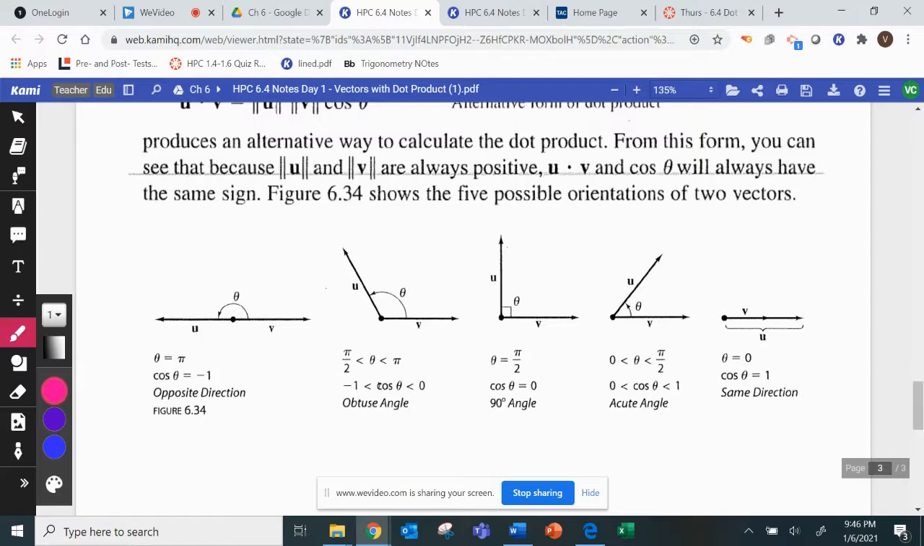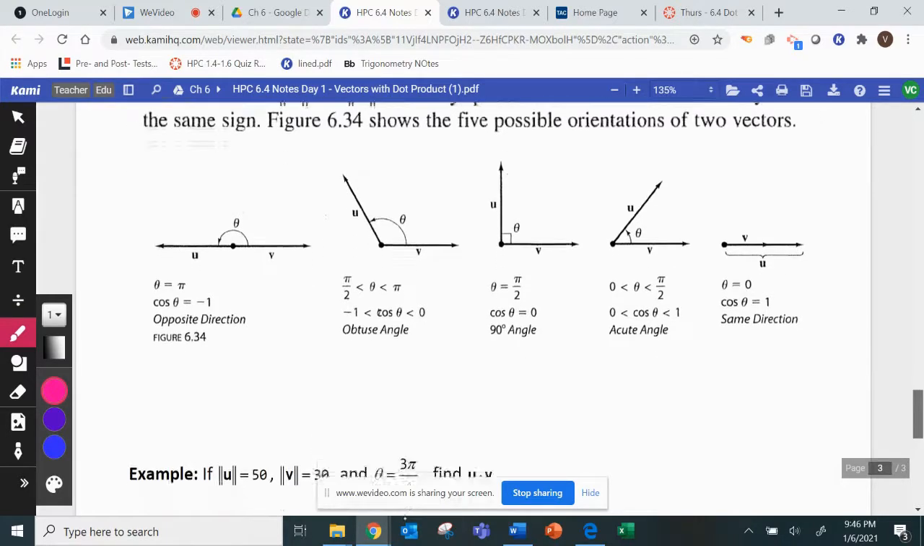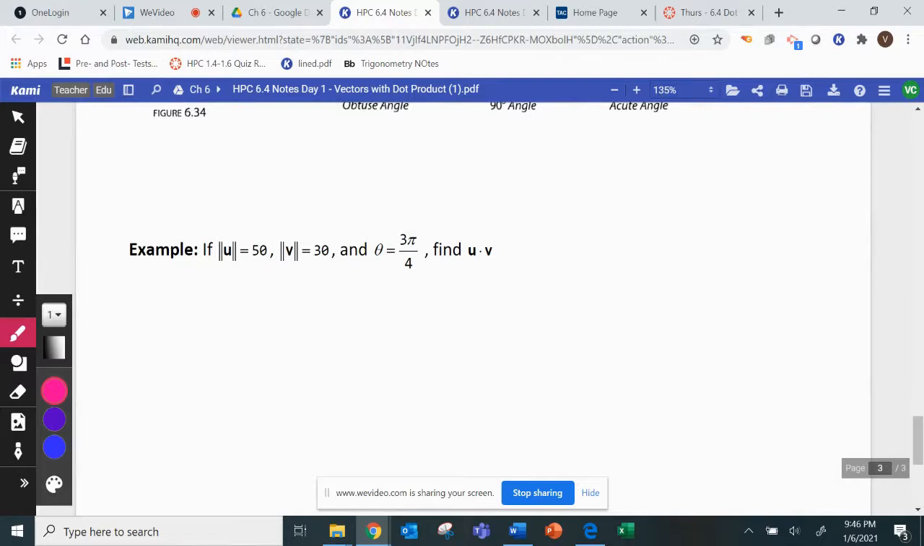Here's just a couple examples of what the orientation of the two vectors could be and what kind of angle that would make and how that would affect cosine. You can just look at that. That's just for reference. And here's an example.